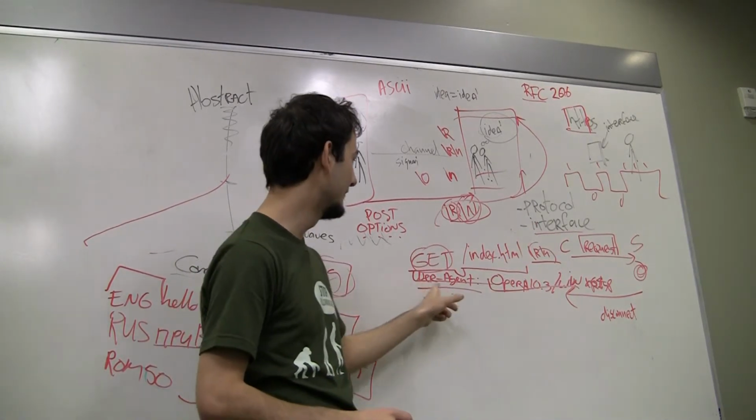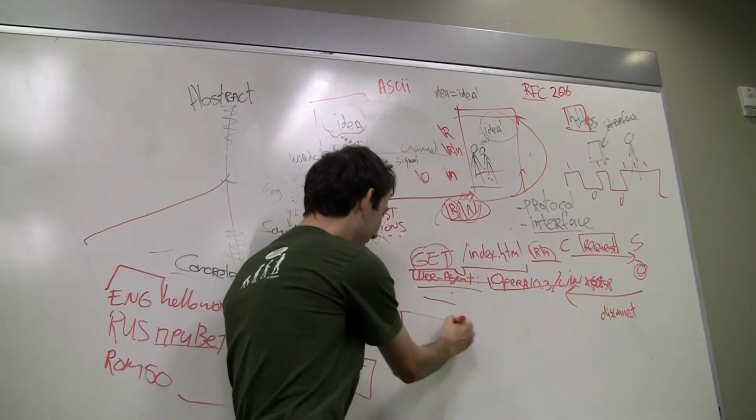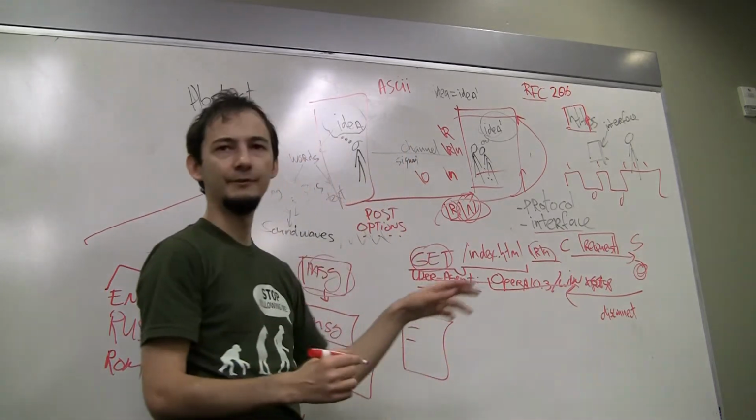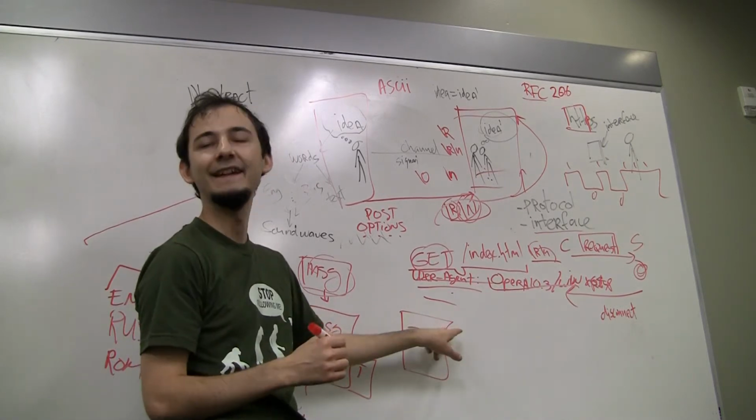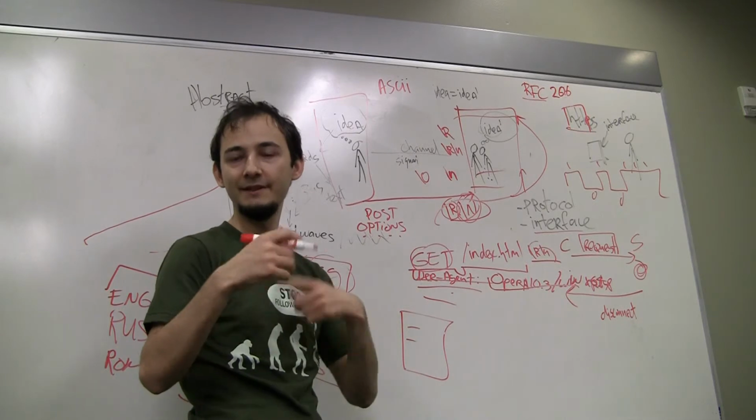Otherwise, if there was no such thing as a user agent string, I would have to show you the front page and then give you several links. If you're on Linux, click this. If you're on Windows, click that. But with this, I can eliminate those steps because it can be automated.